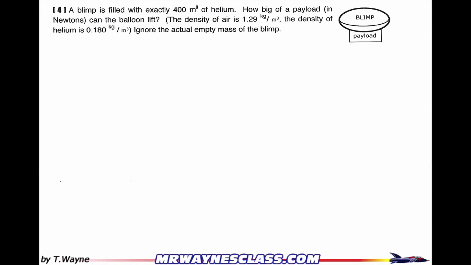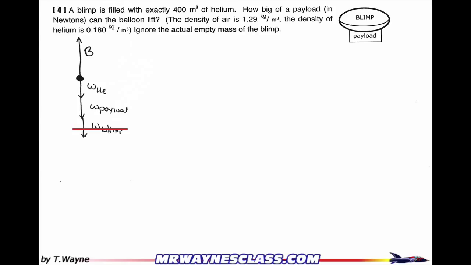So I'm going to start with the free body diagram. I've got my object, and I've got to lift up the weight of the helium, and I've got to lift up the weight of the payload, and I've got to lift up the weight of the blimp structure itself, the thing that's holding it all together. Except the problem says to ignore the mass of the blimp, so I'm actually going to get rid of that. And all that's being held up by the buoyant force of the blimp itself in the air.